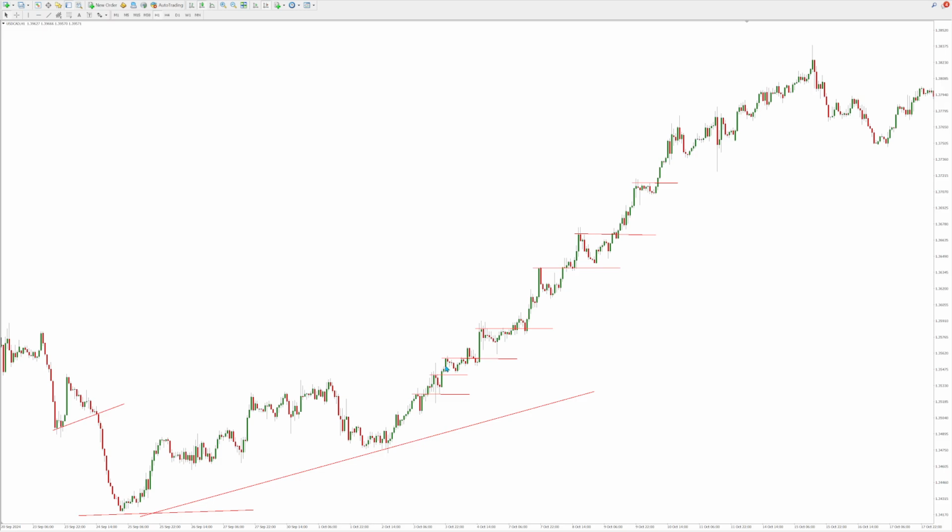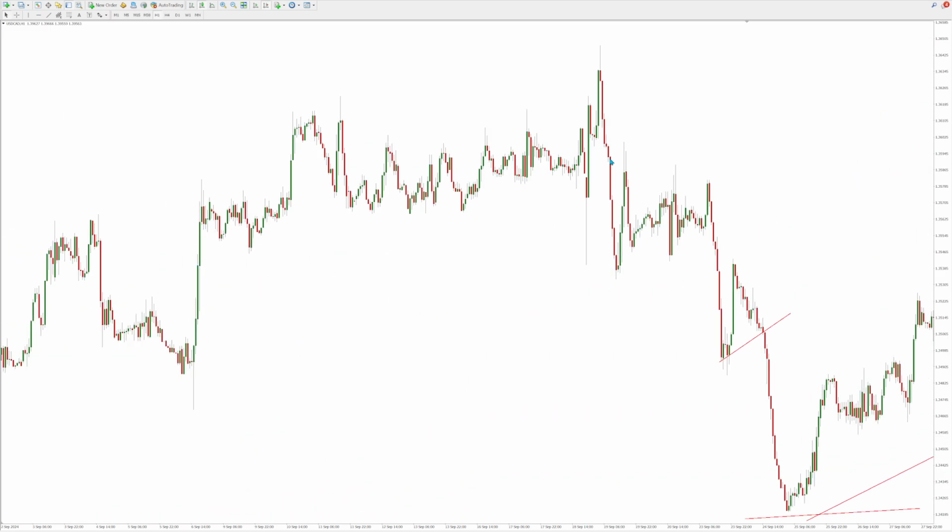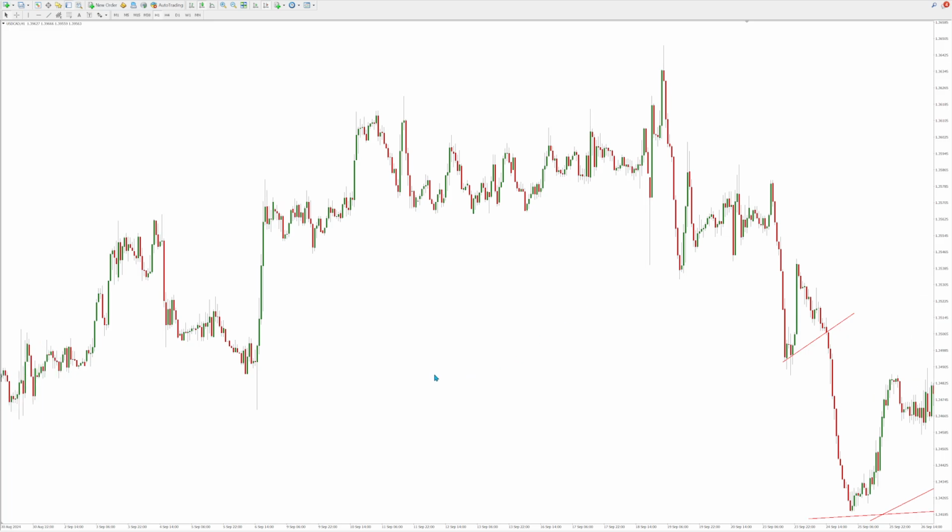Resistance, breakout, resistance, breakout. I mean, we don't need no unicorn or crystal ball indicators to tell us that. Look at this market. It's choppy. I'm not going to trade it.